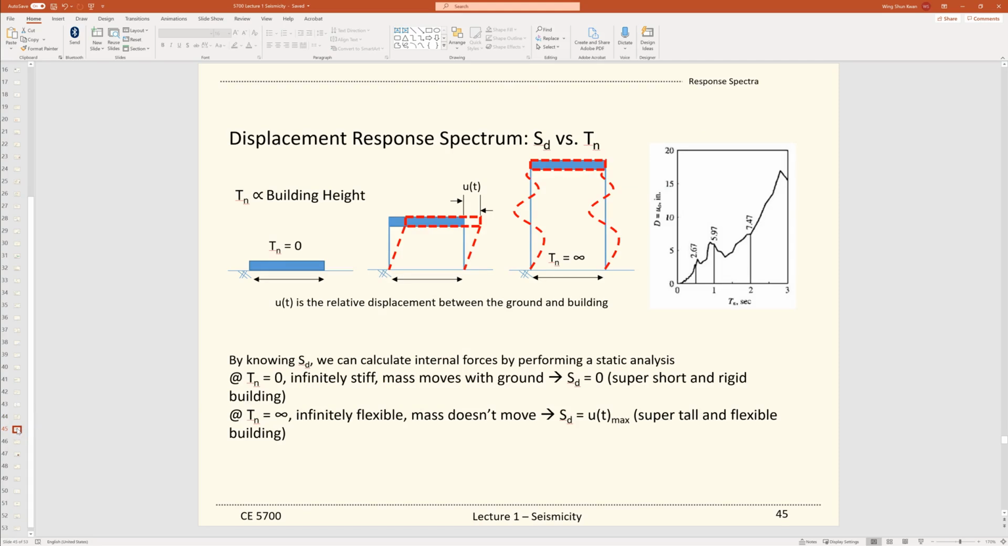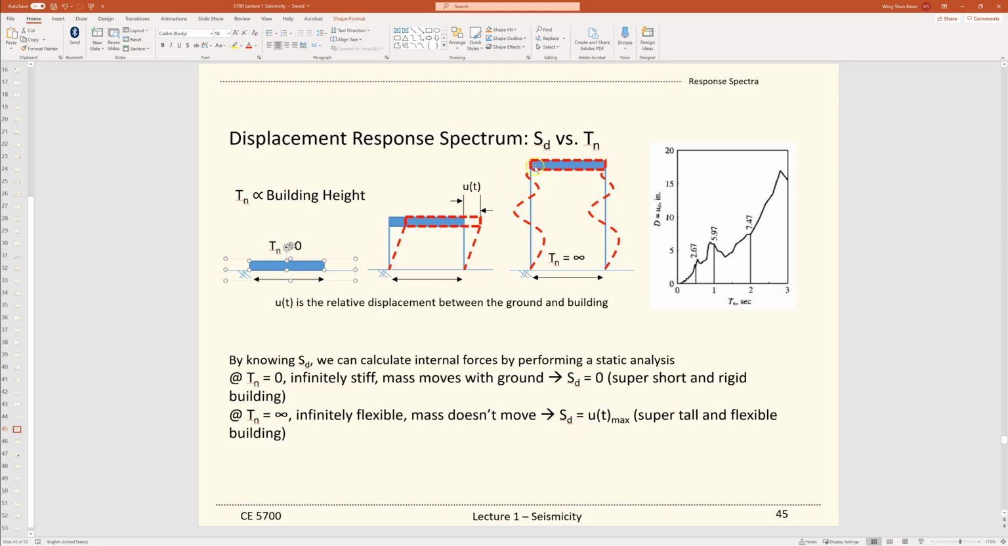So for the displacement response spectrums, let's think of some extreme cases. First of all, the lateral time period is proportional to the building height. So consider the case where the height of the building is pretty much 0. Then the system is super stiff, infinitely stiff. So when the ground shakes, the building, quote unquote building here, will be synchronized and will shake with the ground.